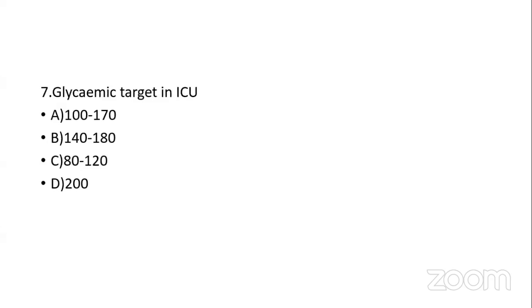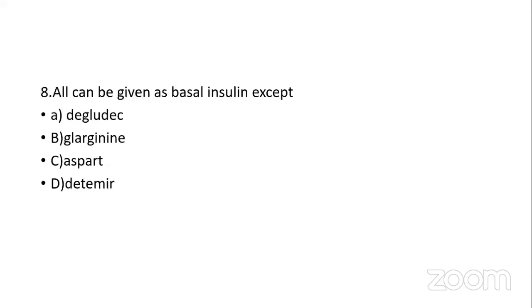So they said the absolute range is 140 to 180. As long as the patient's sugars are between 140 and 180, the damage of hyperglycemia will not be there, and at the same time the adverse effects of hypoglycemia also will not be there. So you can improve the quality of outcome of the patients in the ICU. Next question.